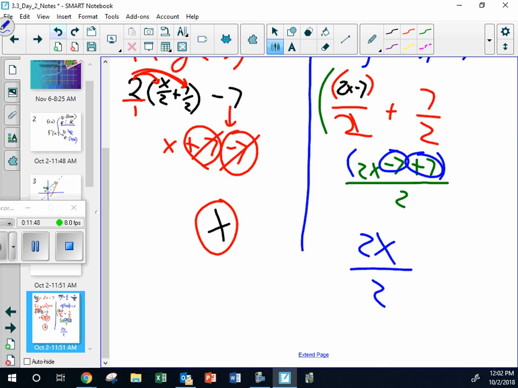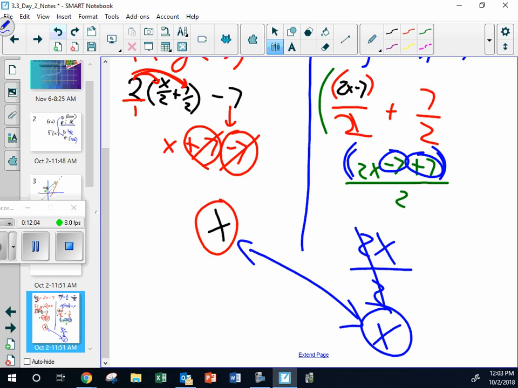And then, wait a minute, multiplies last? Yes, because this stuff was in parentheses. That cancels that. It does come out to x. Both sides came out to x. If this happens, then you've proved that they're inverses.